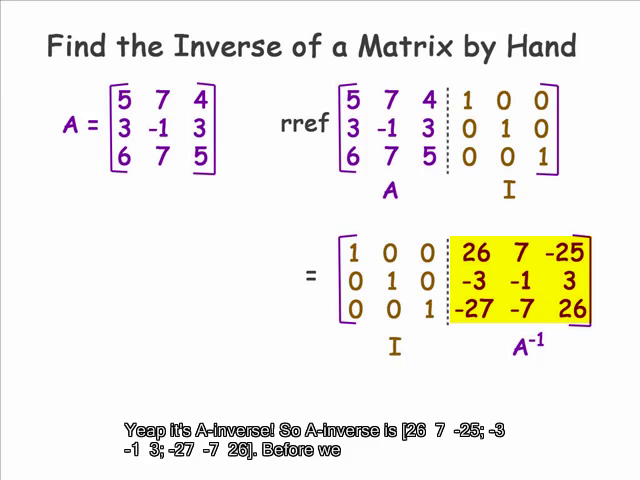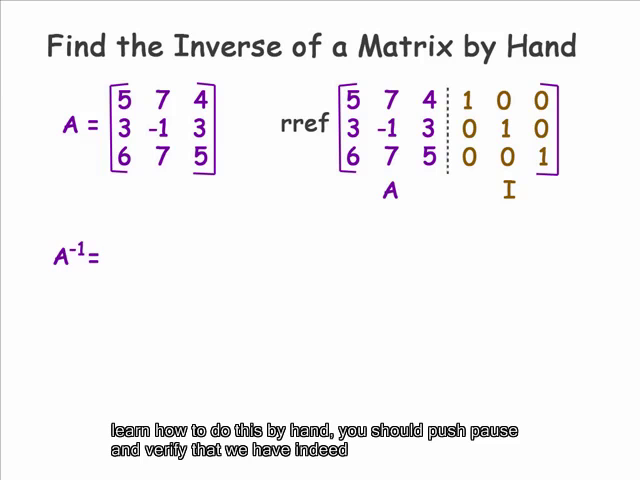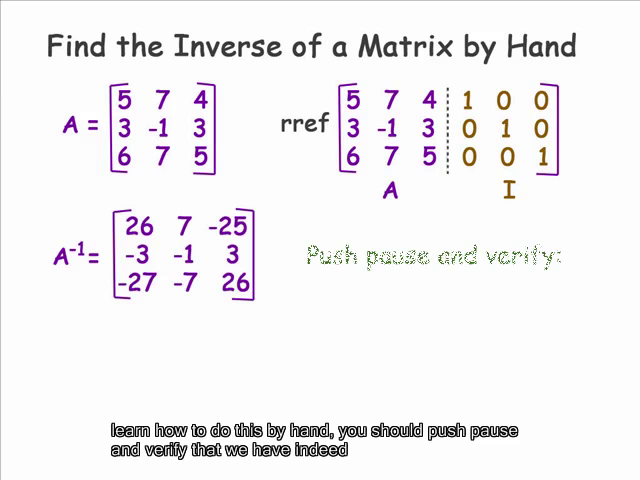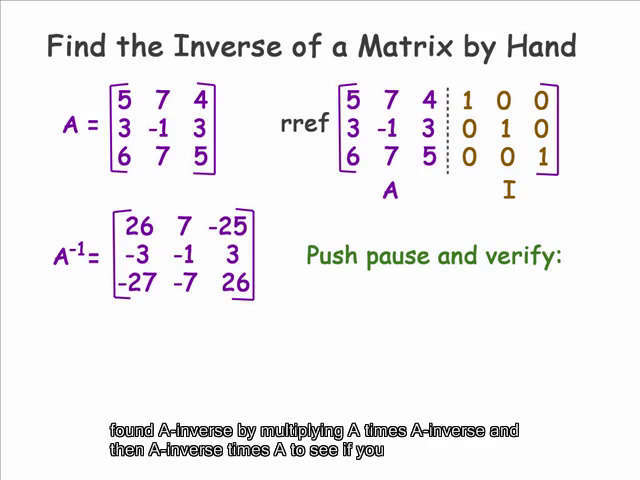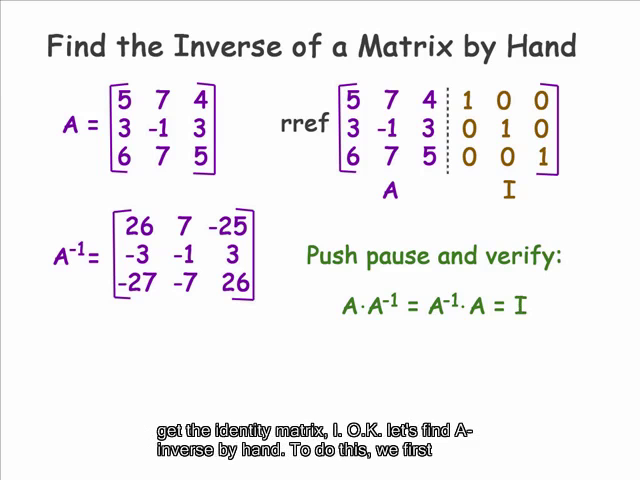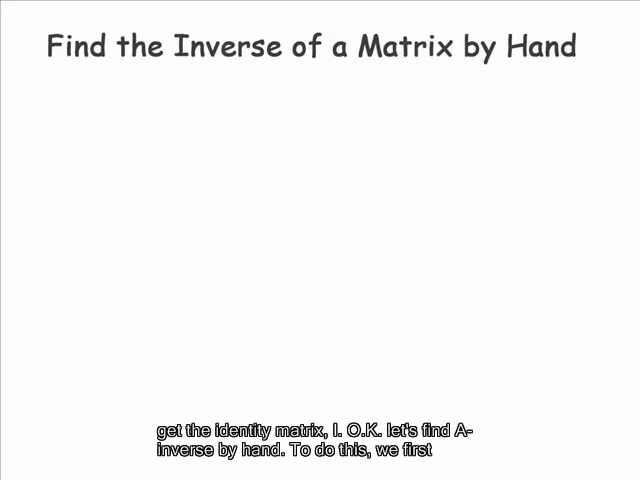3: -27, -7, 26. Before we learn how to do this by hand, you should push pause and verify that we have indeed found A inverse by multiplying A times A inverse and then A inverse times A to see if you get the identity matrix I. Okay, let's find A inverse by hand.